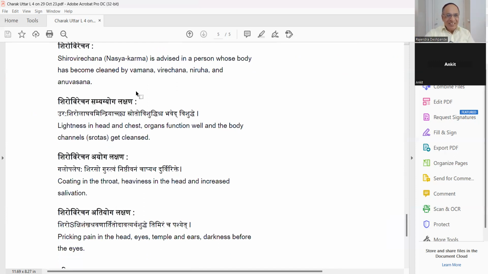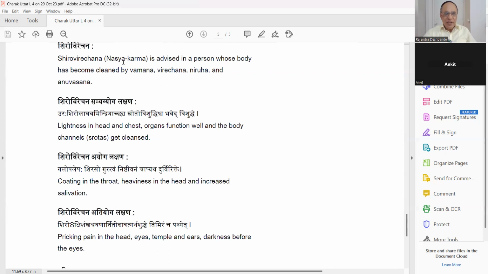Shiro Virechana. Very simple. Shiro Virechana, please write down, is a synonym, paryay shabda, of Nasya. Shiro Virechana means Nasya. Shiro Virechana is equal to Nasya, nasal drops.